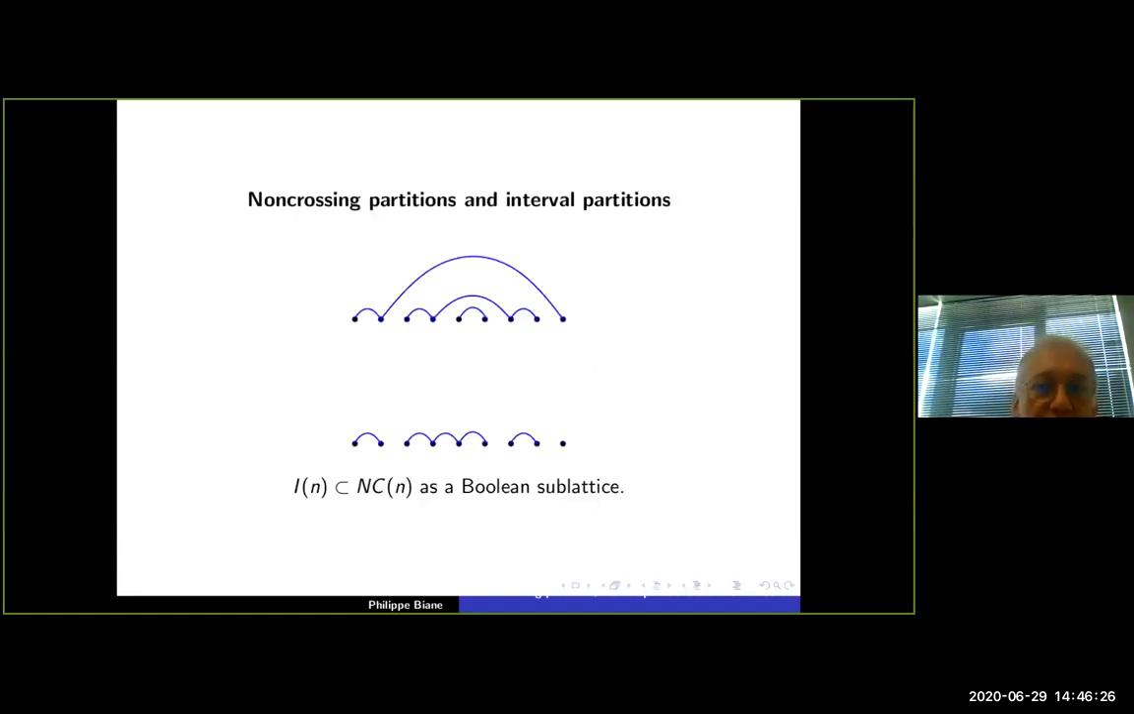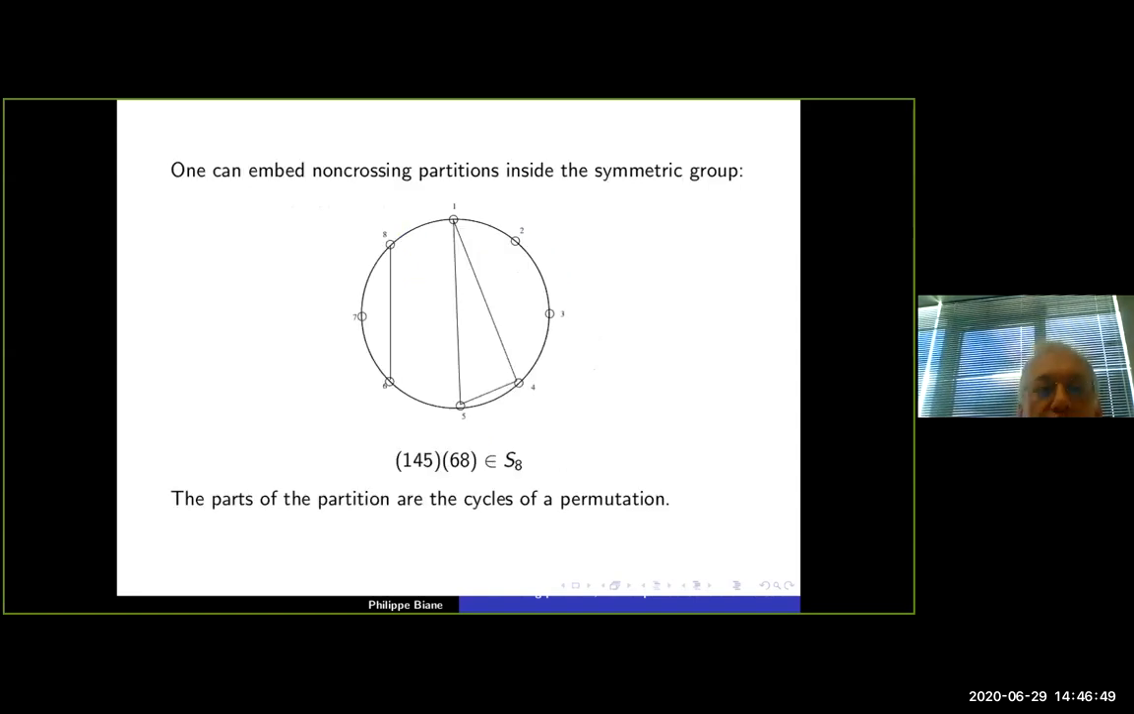So let me summarize what I've done. I talked about non-crossing partitions. You see an example here of a non-crossing partition, and interval partitions. And I observed that the interval partitions form a Boolean sublattice of the lattice of non-crossing partitions with respect to the same order, the inverse of the refinement order. So now, how do we go to Coxeter groups?